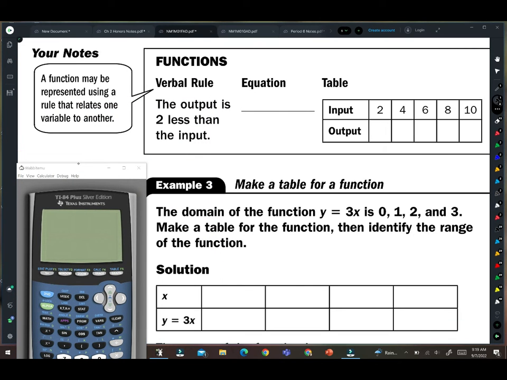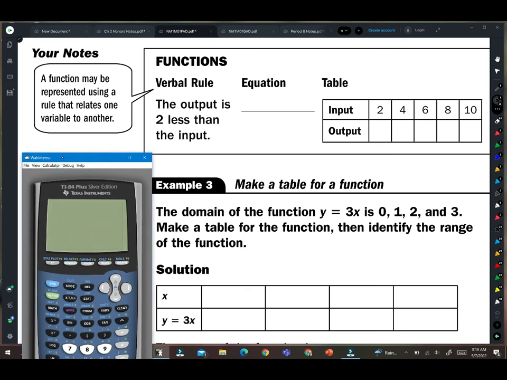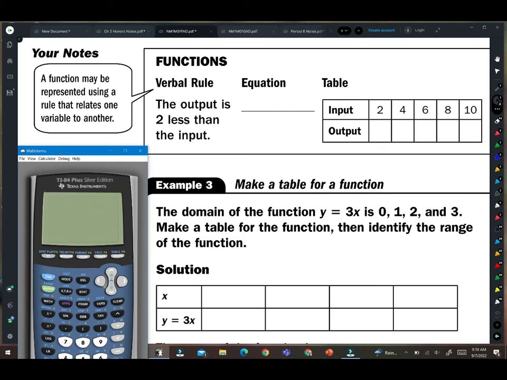Equations and some function rules. A function may be represented using a rule that relates one variable to another. So the verbal rule: this is just kind of creating things we deal with regularly. 2 less than the input is the output. So what we're doing here is the output. Remember, output is y. Is means equals.